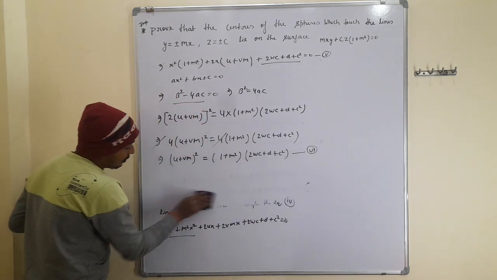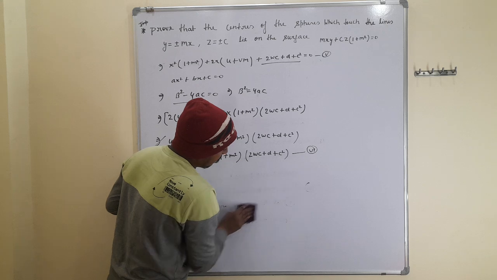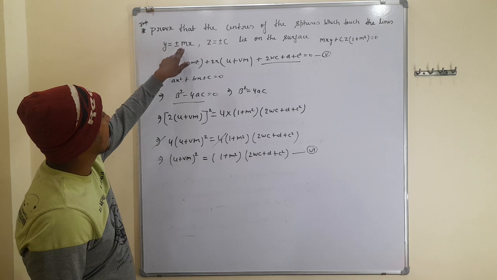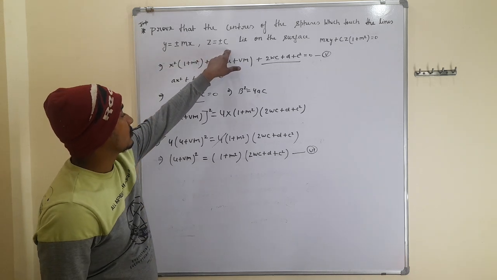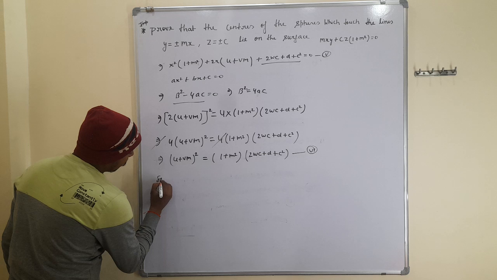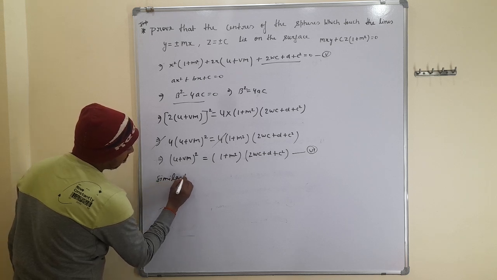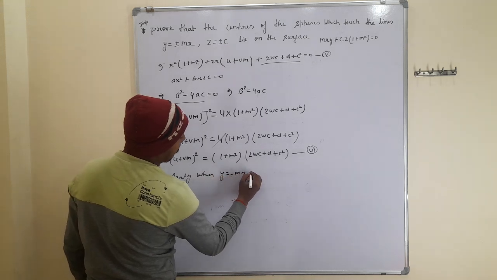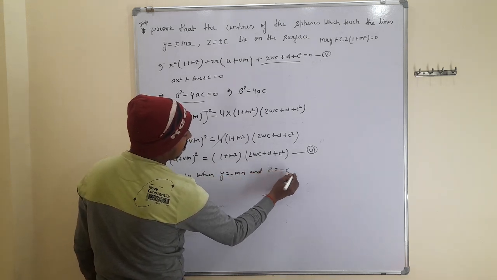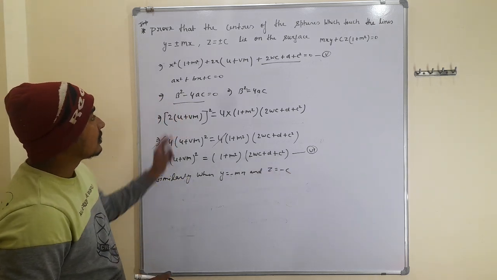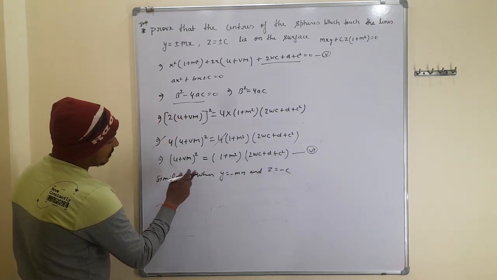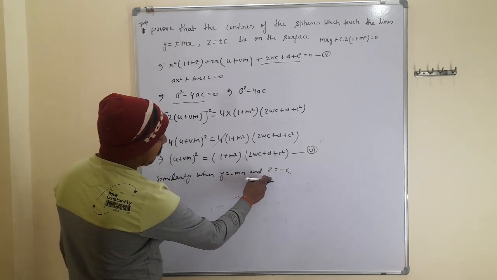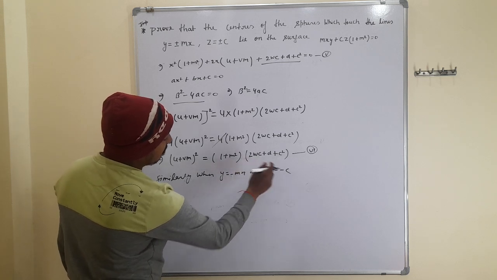Similarly, we also have to write the equation when we put y equal to minus mx and z equal to minus c. When y equal to minus mx and z equal to minus c satisfy the following equation, then in place of m we have to write minus m, and in place of c we have to write minus c.